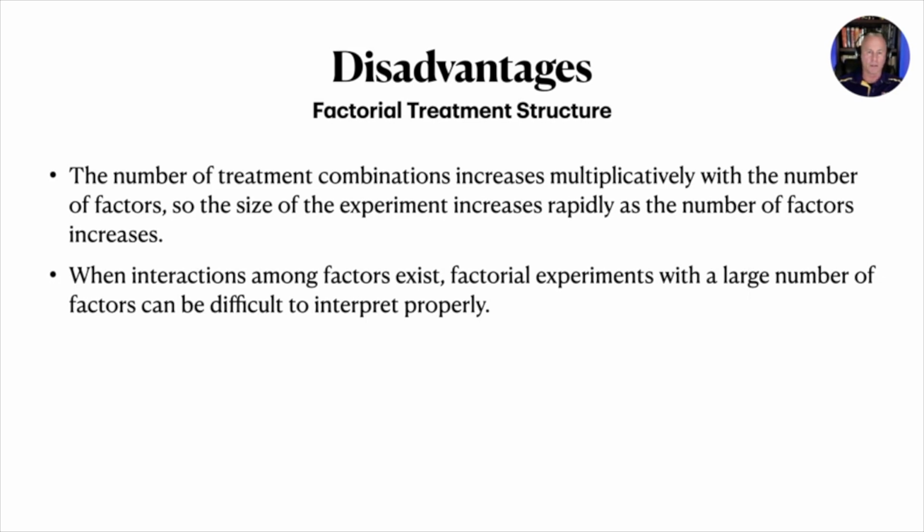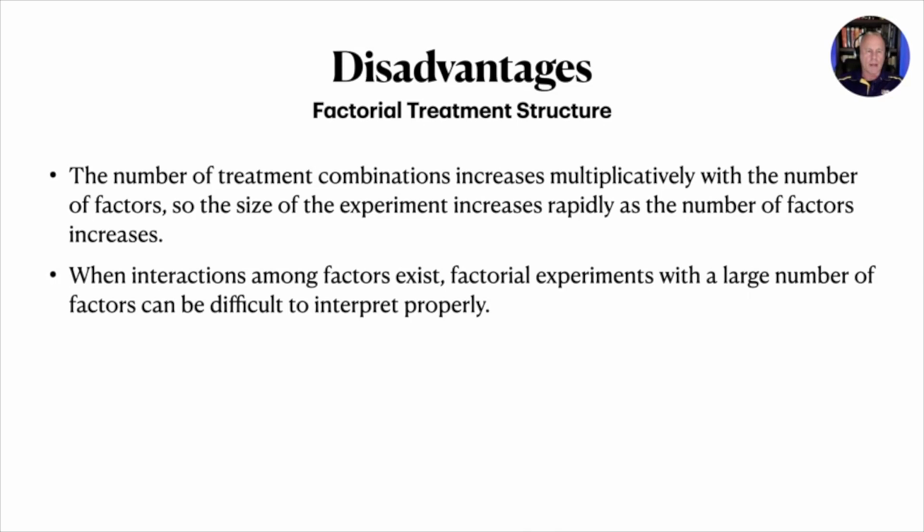Should we call these disadvantages or just characteristics, all right, of this approach? As we've seen in some of our examples, the number of treatment combinations increases very quickly. It increases multiplicatively with the number of factors used, so that the size of the experiment, the number of experimental units that are required for the experiment, increases rapidly as the number of factors increases. It also increases for a fixed number of factors, the size of the experiment increases with the number of levels that one or more of those factors have.